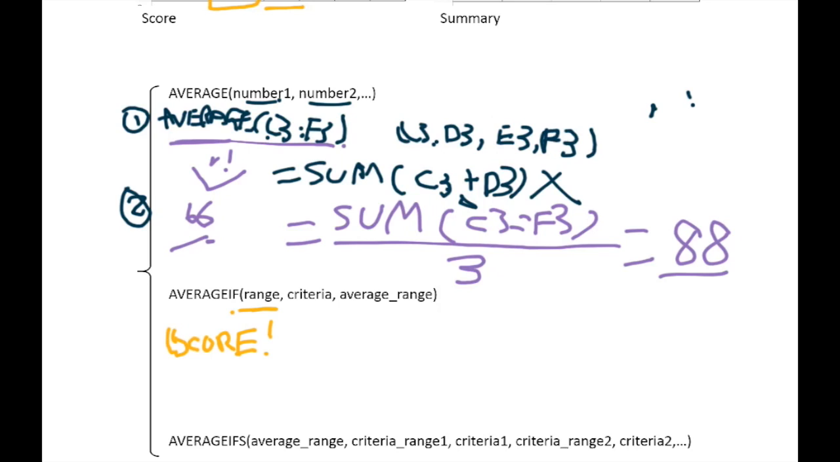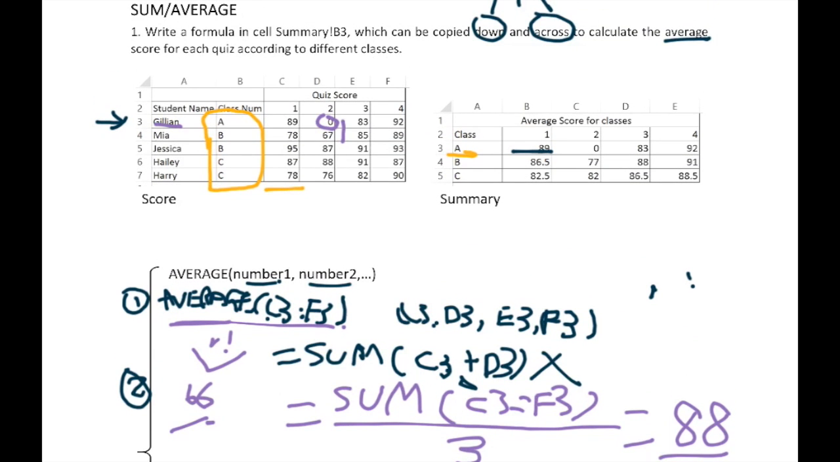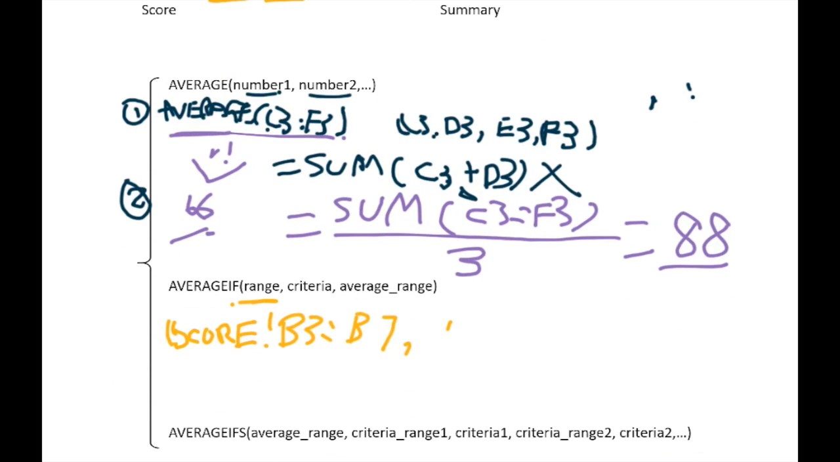And make sure you use this mark, and B3 to B7. Okay, and then your criteria is here, class A, and you want to use A3 so that when you move it down it can work on B and C, so it should be A3.